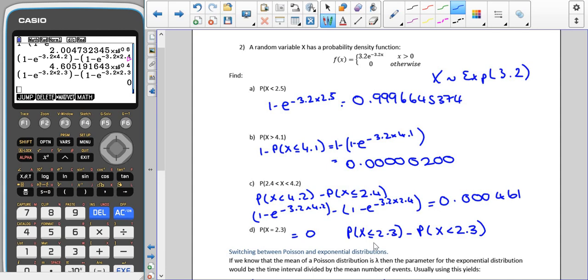So next time we're going to have a look in a bit more detail about switching between the Poisson and the exponential distribution, and a little bit more about what the mean of the exponential distribution is telling us.